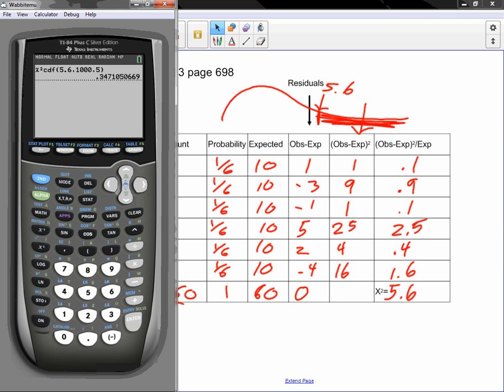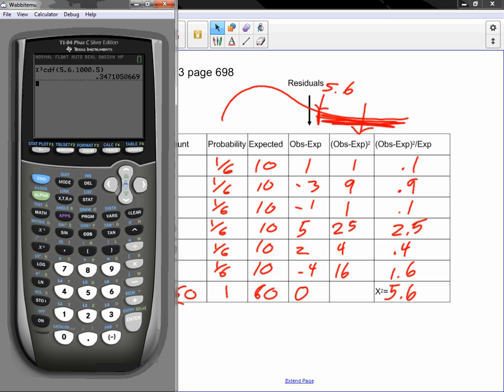If there's no difference between the expected values and the observed, so H naught would say that the die is fair. The alternative hypothesis would say that there is a significant difference between the expected values and the observed values. Therefore, the die would be unfair, right? So those would be our two hypotheses. And then part D says to check the conditions.